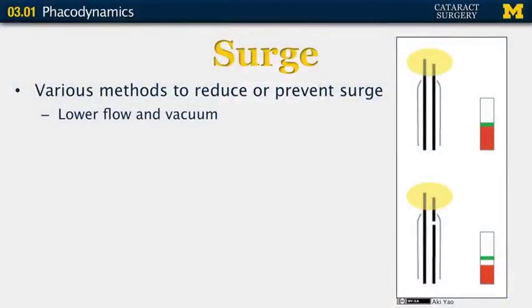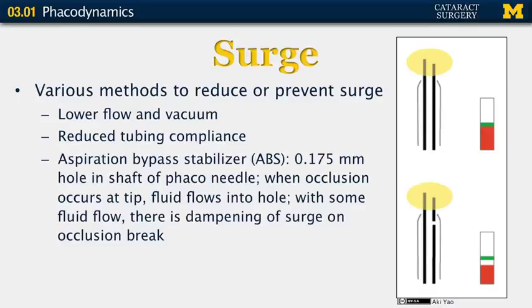So let's talk now about ways to reduce or prevent surge. And the easiest of these is actually just to lower your flow rate and your vacuum on your phaco machine. And by doing that, you'll lower your amount of fluid coming through the handpiece, and you can actually reduce surge in that way. Manufacturers have also introduced tubing that has reduced compliance, because it's actually the compliance of the tubing, the compression and the subsequent expansion, that leads to the rapid influx of fluid and leads to surge. And so this has also helped to reduce the incidence of surge.